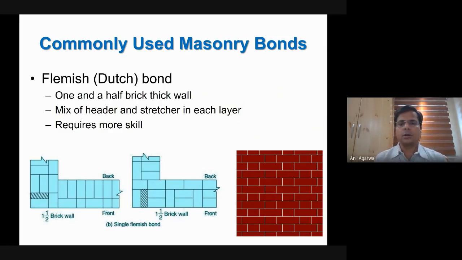This one is kind of more complex in comparison to all three. In this one, we have a combination of header and stretcher bonds, but in the previous case, in the English bond, we had one layer of stretcher and one layer of header. One layer of stretcher, one layer of header. In this case, in the same layer, we have both stretcher as well as header.